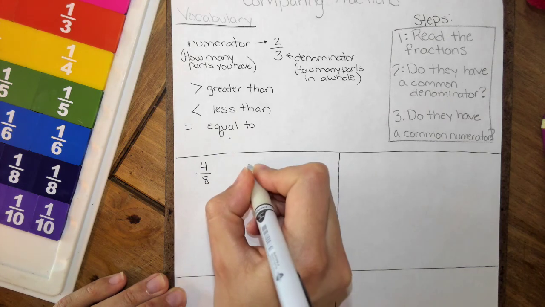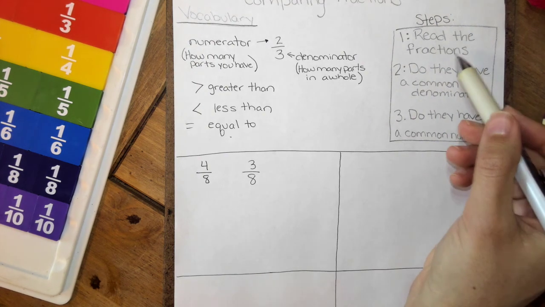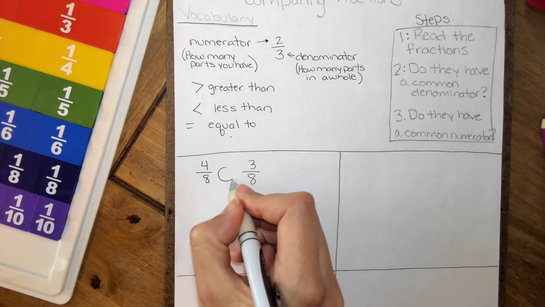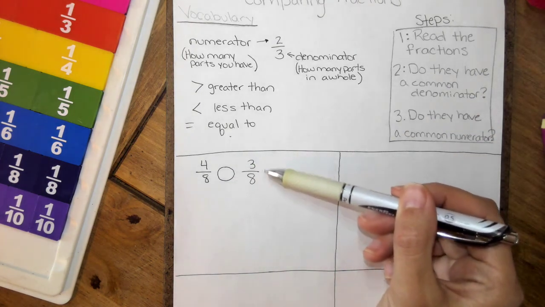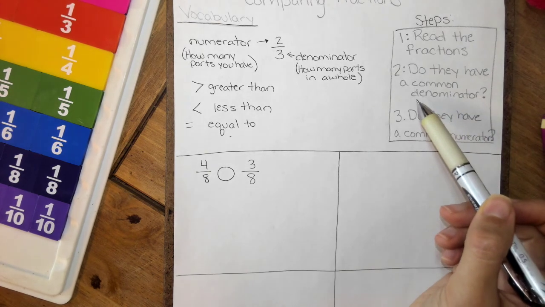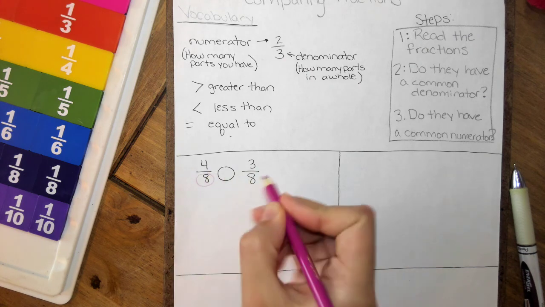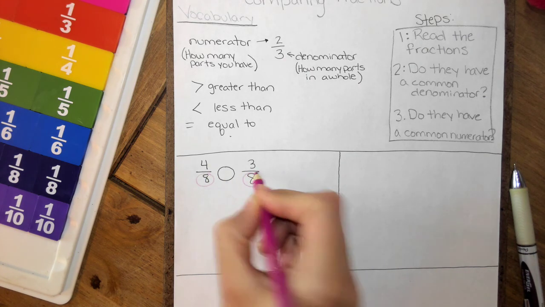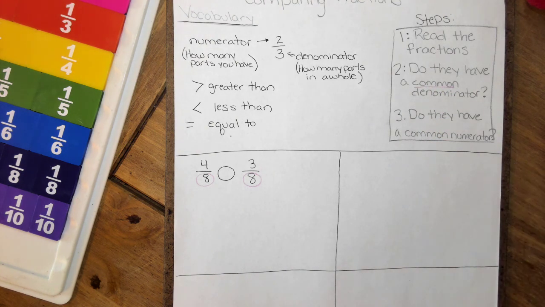4/8 to 3/8. So our first step is read the fractions. Let me put a little circle here for the symbol. We have 4/8 and we're comparing it to 3/8. So then the next step is we need to look at the denominator. So here we have 1/8 and 1/8. So that means they have a common denominator because that means the denominator is the same. When they have a common denominator, that means the parts are the same size.